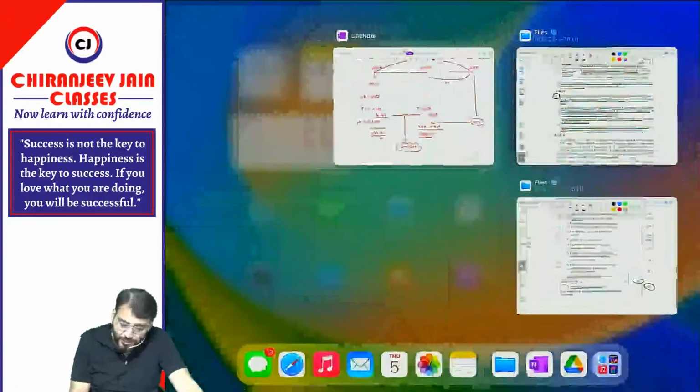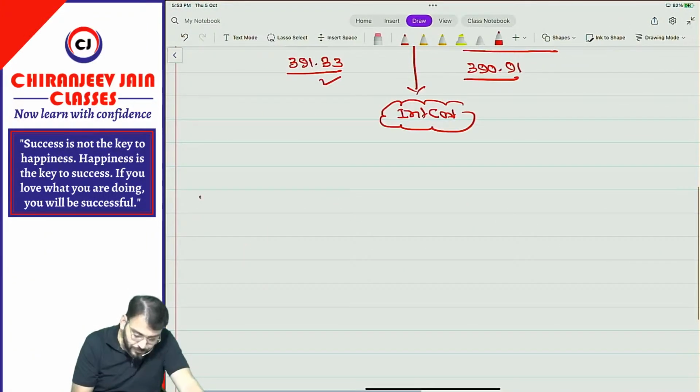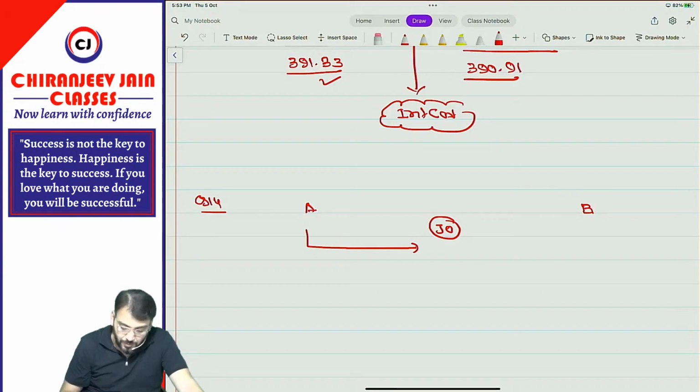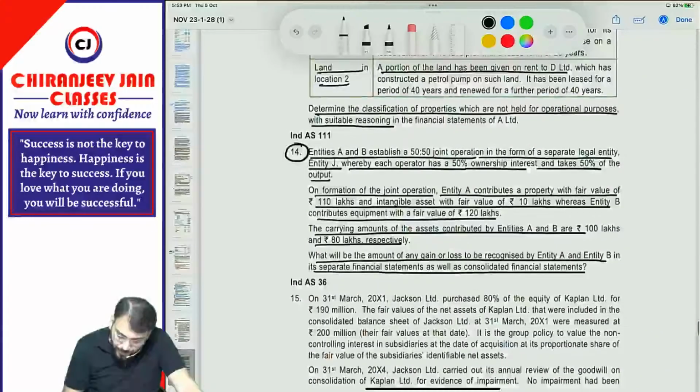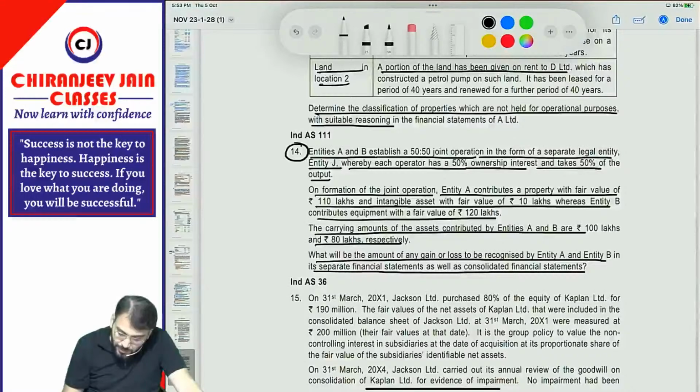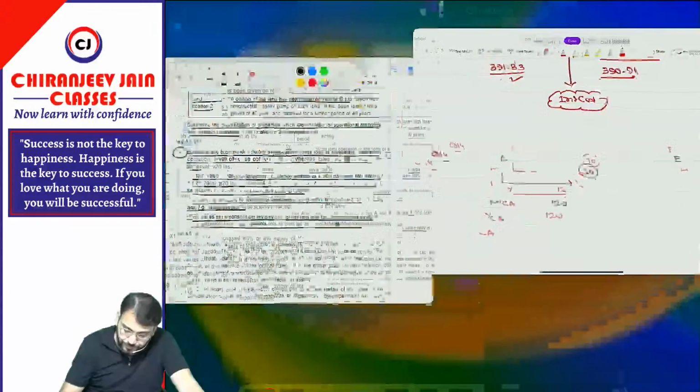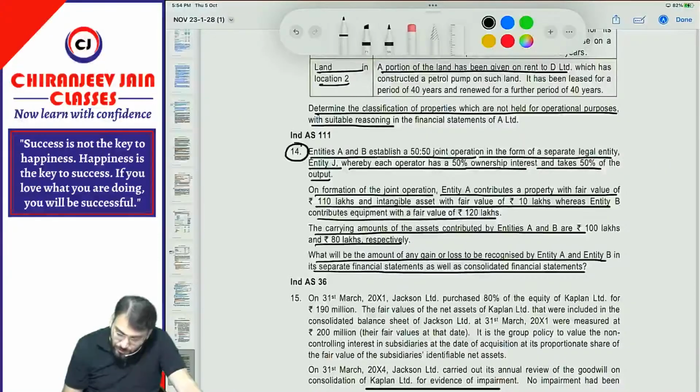So in this case, we are doing question number 14. If you see, there are two parties, entity A and entity B. This is a joint operation. So what has entity A contributed? Fair value 110 lakh and intangible asset of 10 lakh. So total asset fair value is what? They have contributed 120 lakh. And what is the carrying amount of this asset? Carrying amount is how much? 100 lakhs.